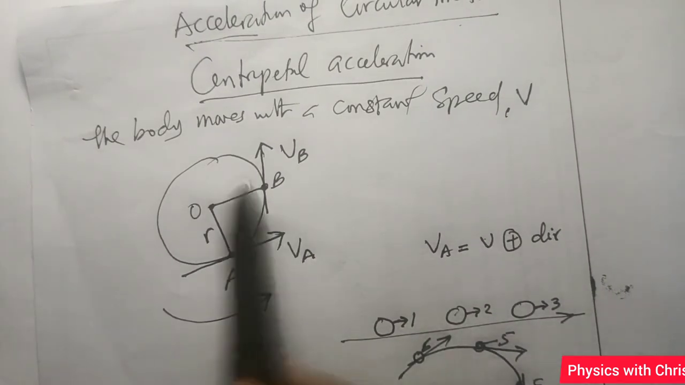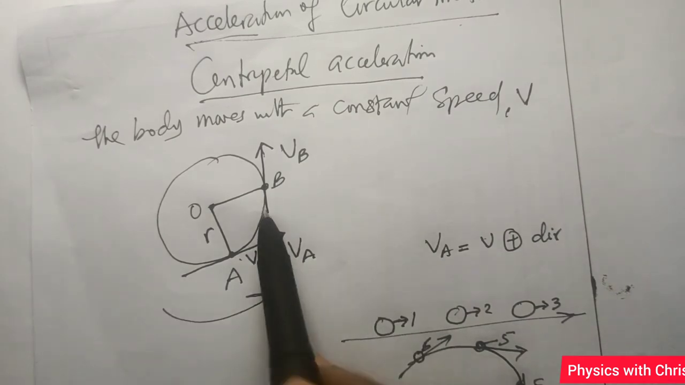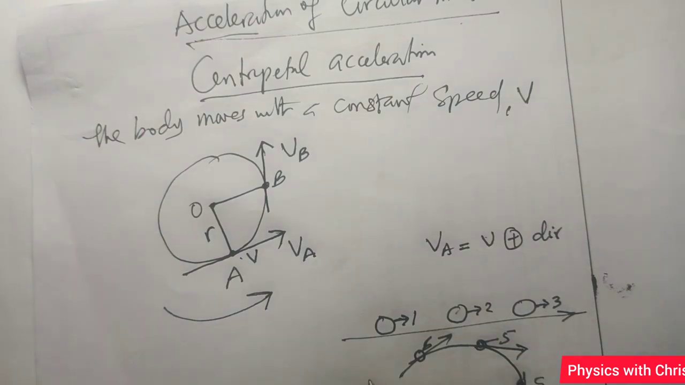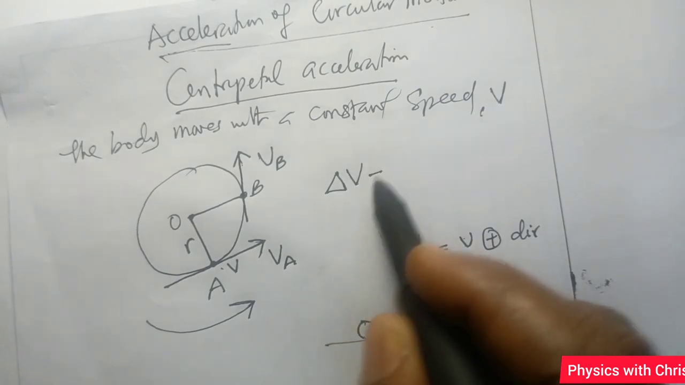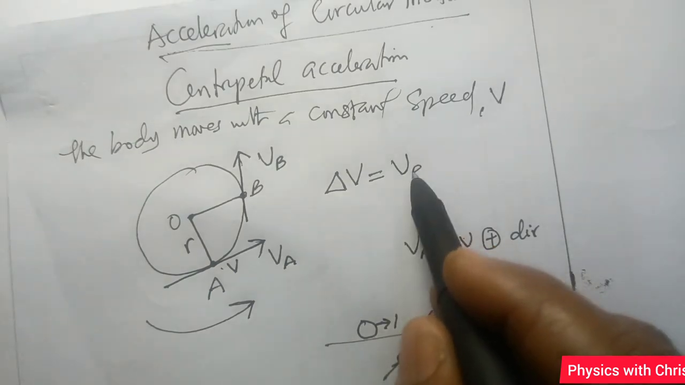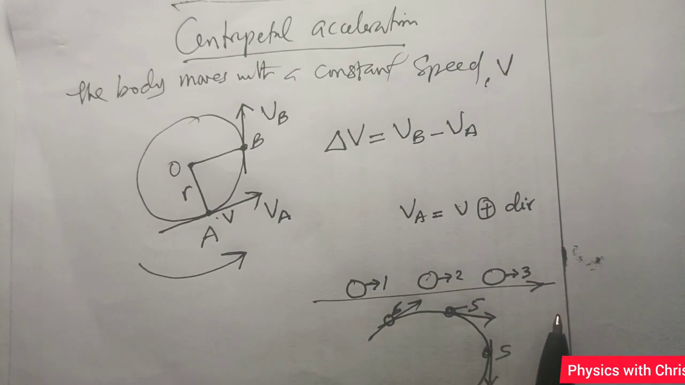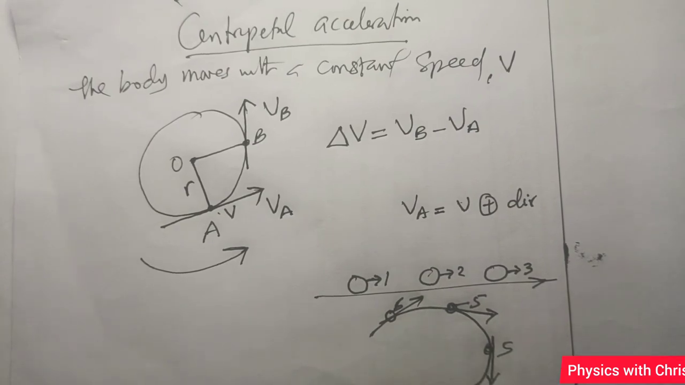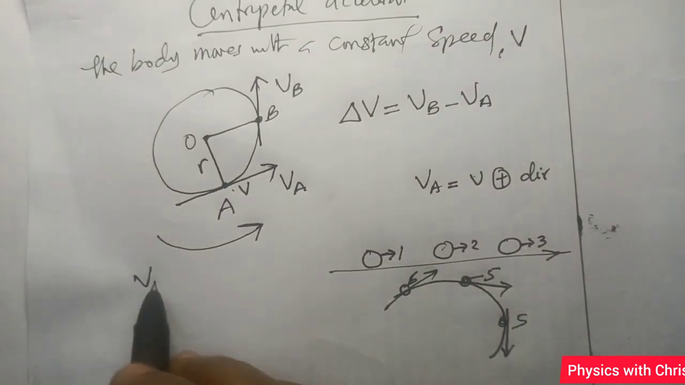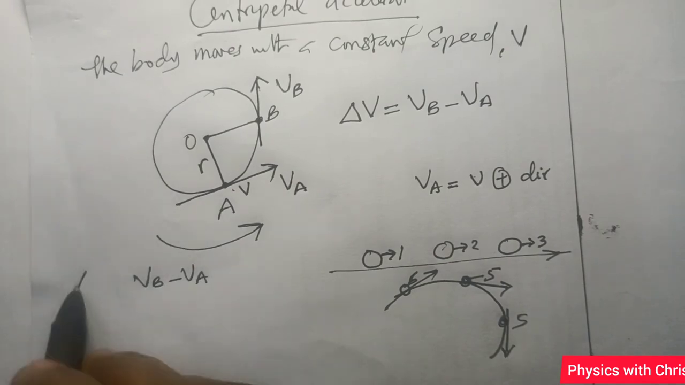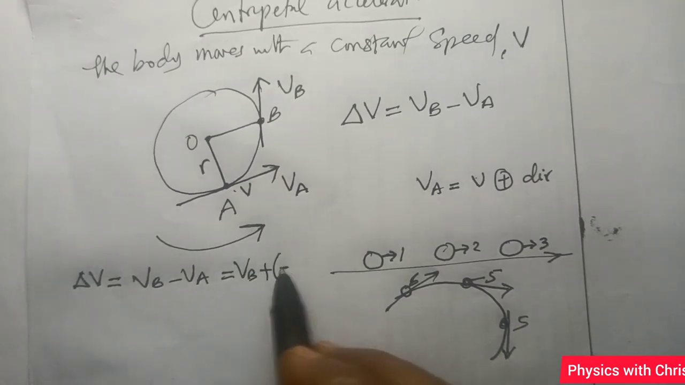Using the cardinal directions, this is like pointing northeast, and this is pointing roughly north. So there's a change in direction. So the change in velocity, delta v, is given as the final velocity, that's the one at B, minus the initial velocity, that's at A. And in a vector way, I just want to add this graphically. We see that VB minus VA, which is my change in velocity delta V, is the same thing as VB plus minus VA.